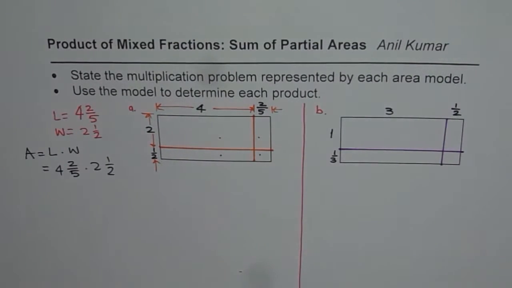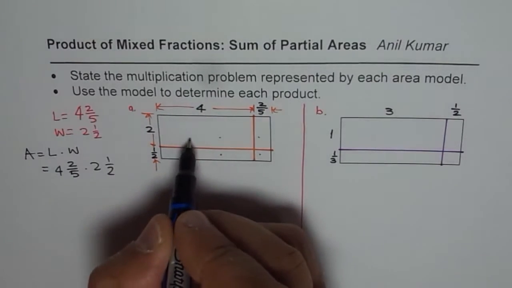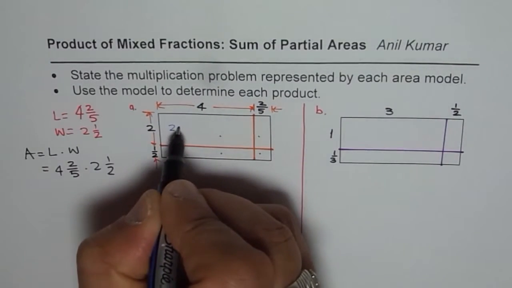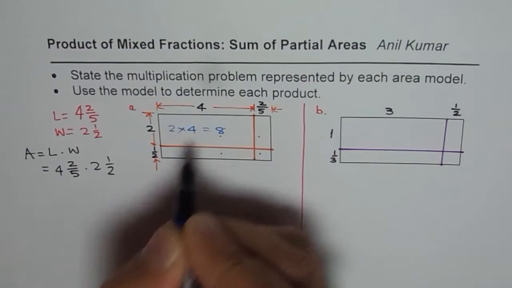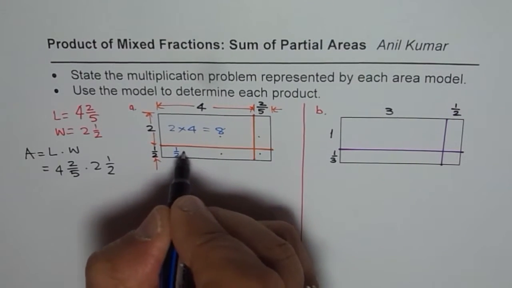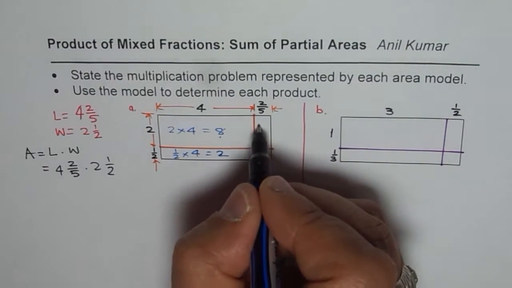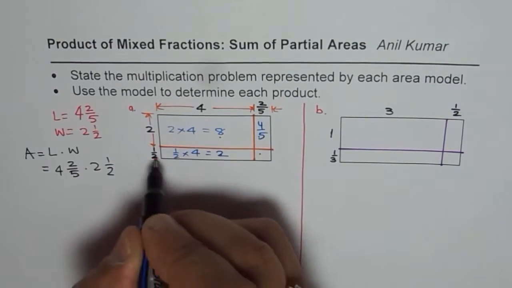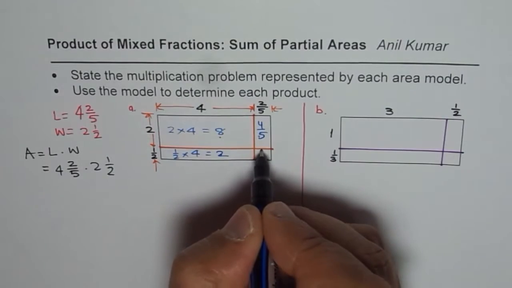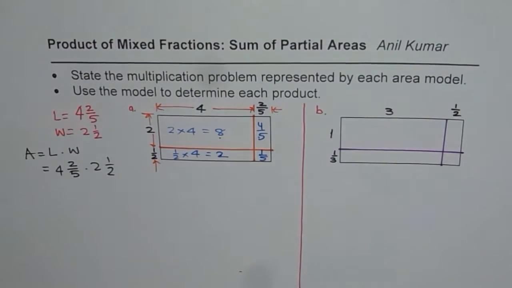Okay, so that is how we are going to solve it. 2 times 4 is the area of this big rectangle. So let me write 2 times 4, which is 8. Half of 4 is 2, and 2 times 2 over 5 is 4 over 5. Half of 2 over 5 is 1 over 5. Correct. So that is how we get 4 different areas.